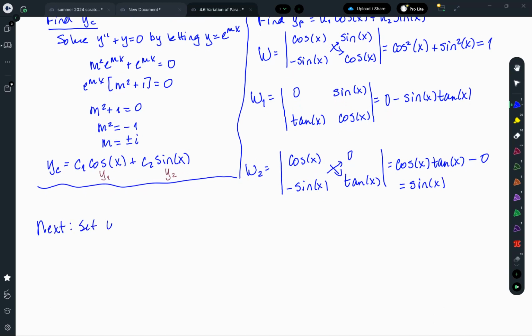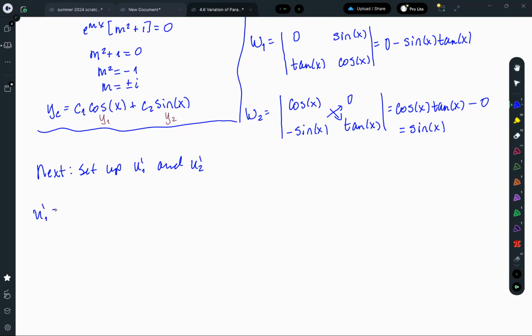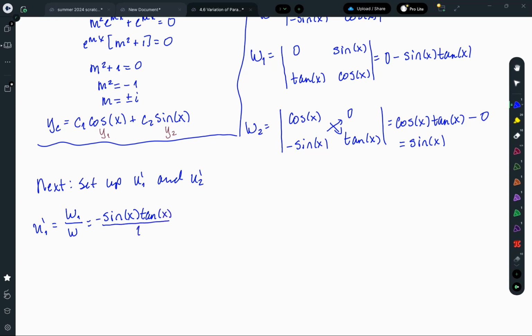Next, set up u1 prime and u2 prime. u1 prime is going to equal W1 over W2. Or sorry, not W2, over W. Okay, W1 is minus sine of x tangent of x all over W, which is 1. Now, tangent is sine over cosine. So the way I could rewrite this is to be a minus sine squared of x over cosine of x. And see if that helps me at all when I have to deal with my integration.